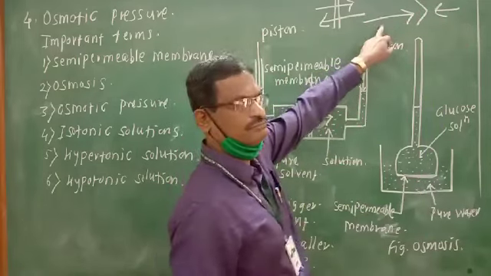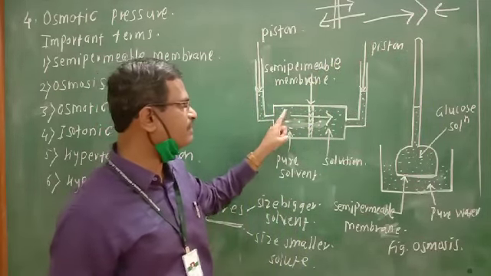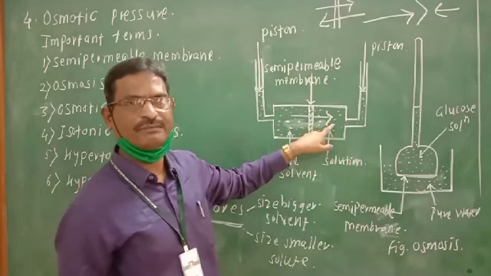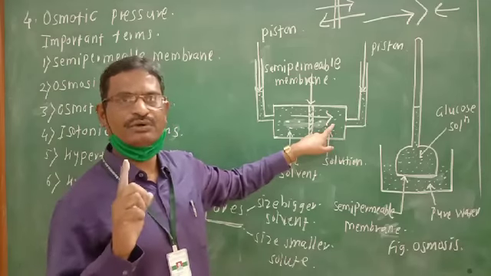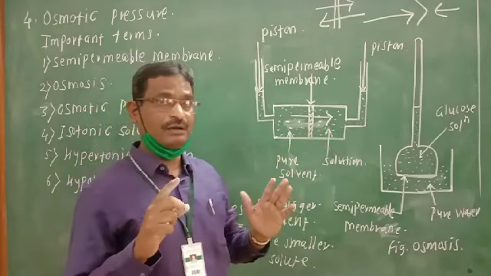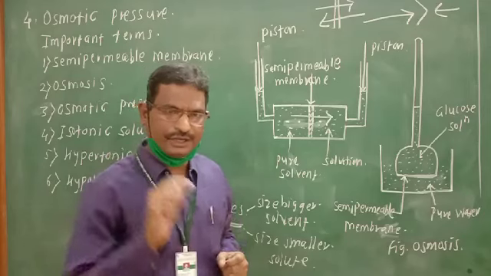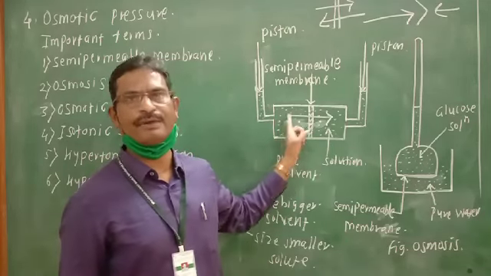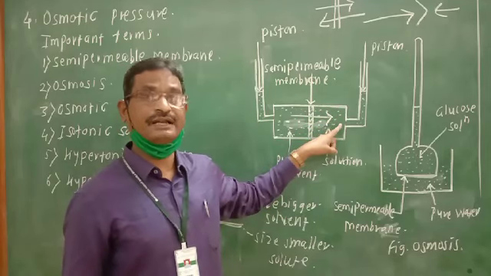This is the bigger one. Therefore, what is the net flow? Net flow of solvent taking place from the pure solvent compartment to the solution compartment through a semi-permeable membrane is known as the phenomenon of osmosis. You got it? It is the spontaneous and unidirectional flow of pure solvent from a solvent compartment to the solution compartment. That is a net flow.